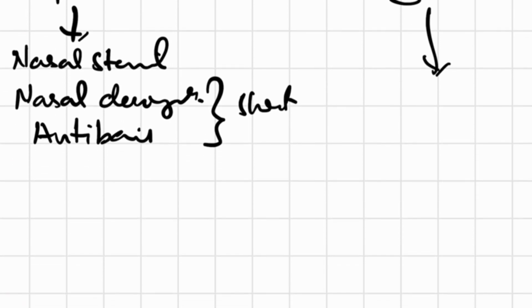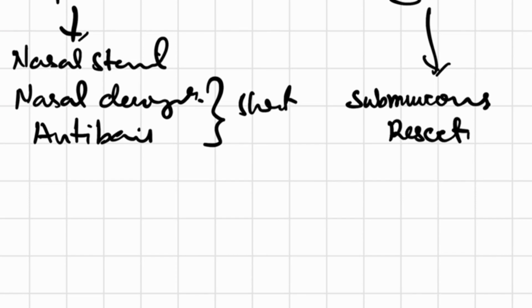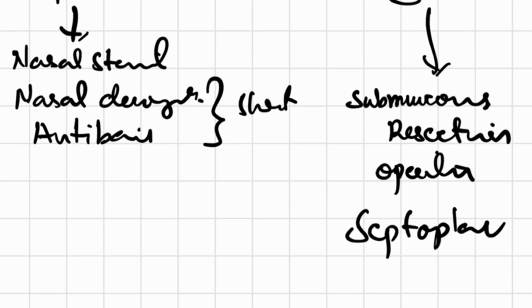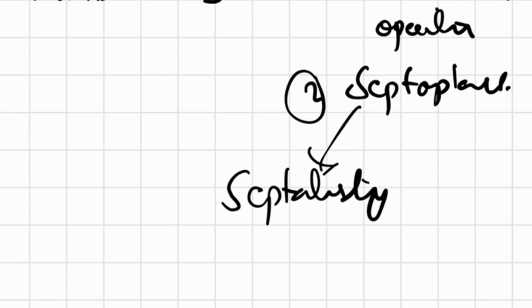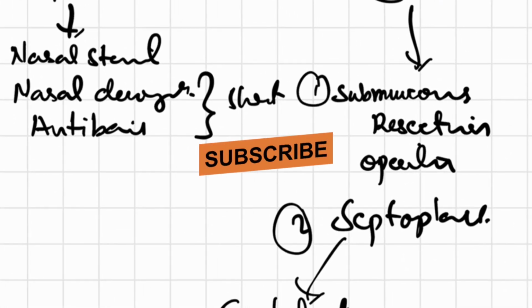Usually there are two types of surgery. That is submucous resection operation. Next is septoplasty. Usually now septoplasty is preferred. We will cover the details about surgery in the next few classes.